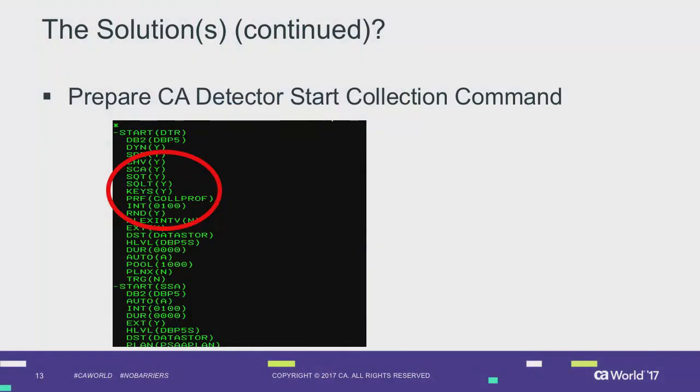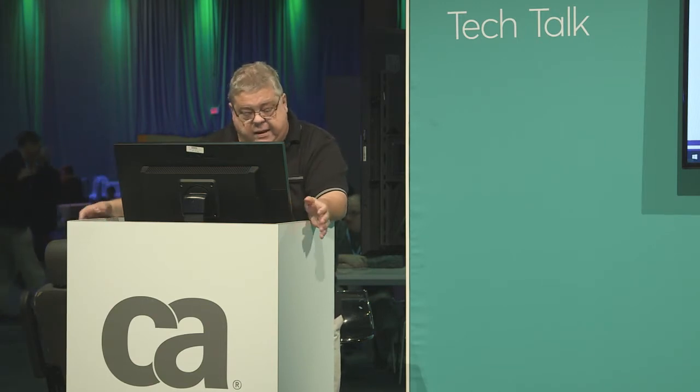The third thing was we actually set up the Detector collections to say we're going to capture keys. Now, something I found is that keys is not in any of the sample members. That's a parameter we had to find and add ourselves. But I've circled it here. Keys, and I believe SQLT will also tell it to grab text for dynamic transactions, and then the keys parameter is important or else it won't capture them.